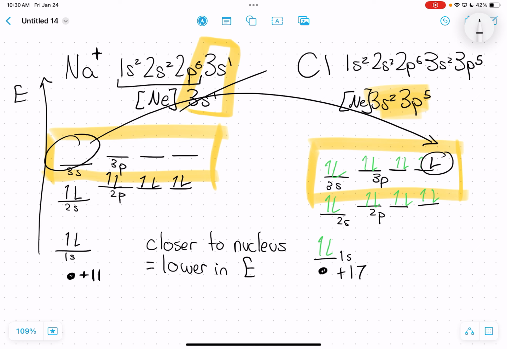Okay. Chlorine now gains an electron, so it is now chlorine minus because it has 18 electrons and 17 protons. Sodium has 11 protons and now only 10 electrons. Okay, and now they stick together, sodium plus and chlorine minus. That is an ionic bond. That is how it happens. And that's why we call it electron transfer, because it's moving from one atom to the other.